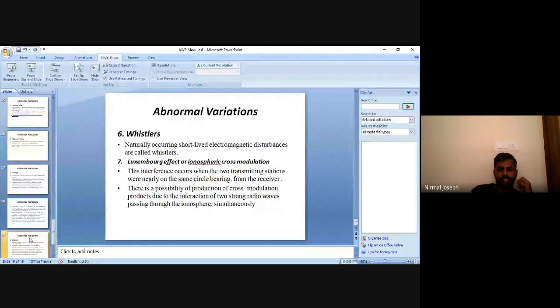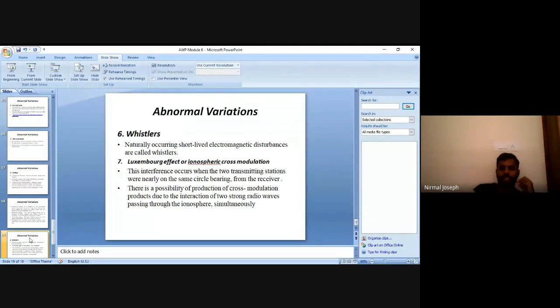Next one, the seventh abnormal variation: the Luxembourg effect, or ionospheric cross modulation. This is basically ionospheric cross modulation only. It was first observed in Luxembourg, that's why it is called the Luxembourg effect. This interference occurs when two transmitting stations are nearly on the same circle from the receiver.